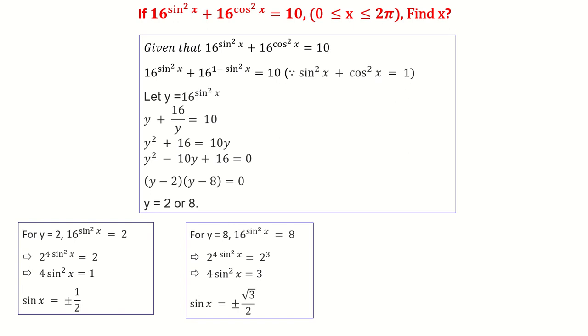And for y equal to 8, 16 to the power of sine square x equal to 8. So 2 to the power of 4 sine square x equal to 2 to the power of 3. 4 sine square x equal to 3, or sine x equal to plus or minus root 3 by 2.